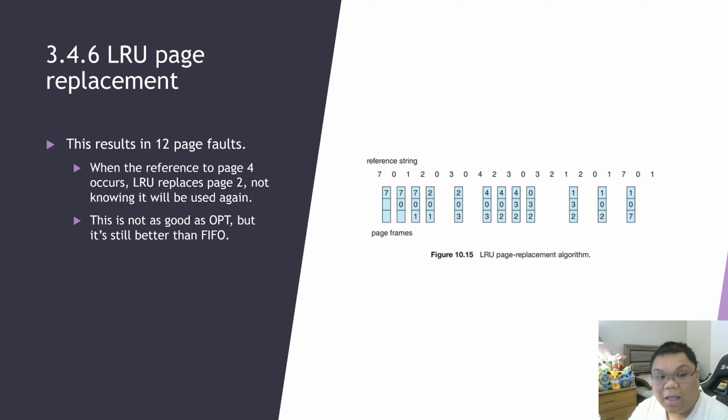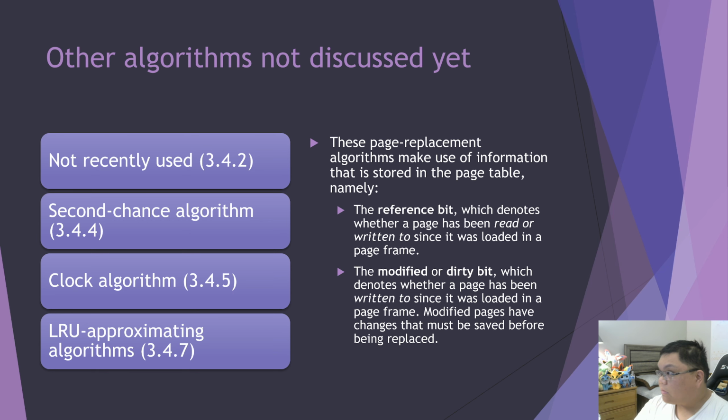And we continue with this process until we reach the end of our reference string. We get 12 page faults here. Not as good as OPT, but still better than FIFO. So the rest of the slides are going to be talking about other page replacement algorithms, such as not recently used, second chance, the clock algorithm, and an LRU approximating algorithm.